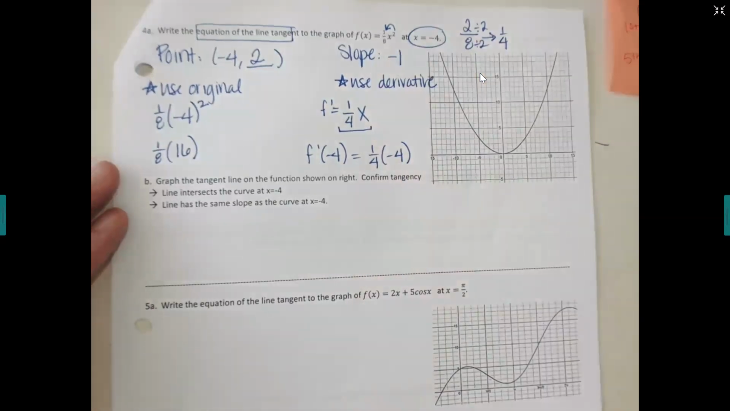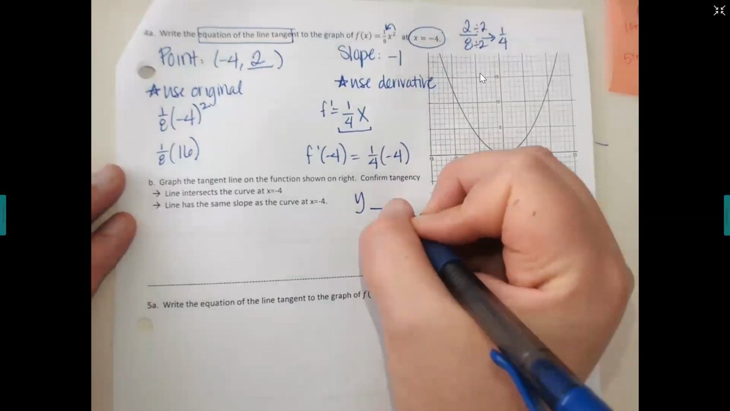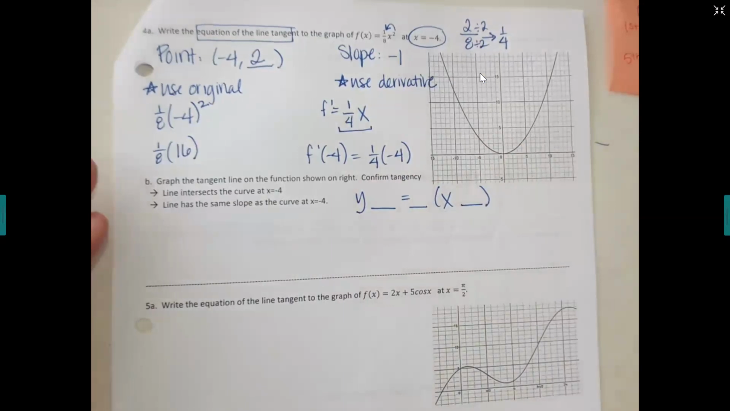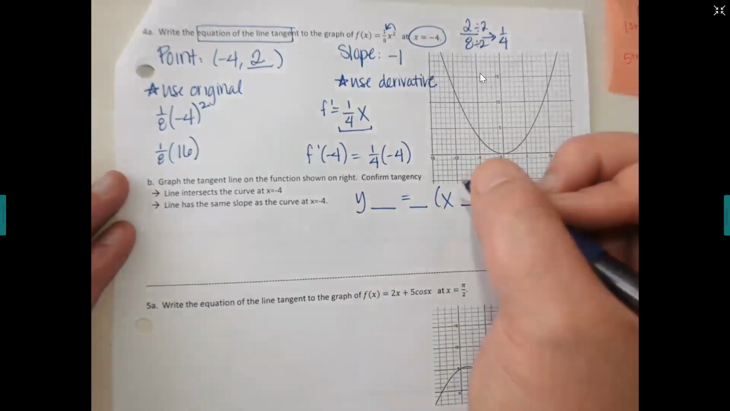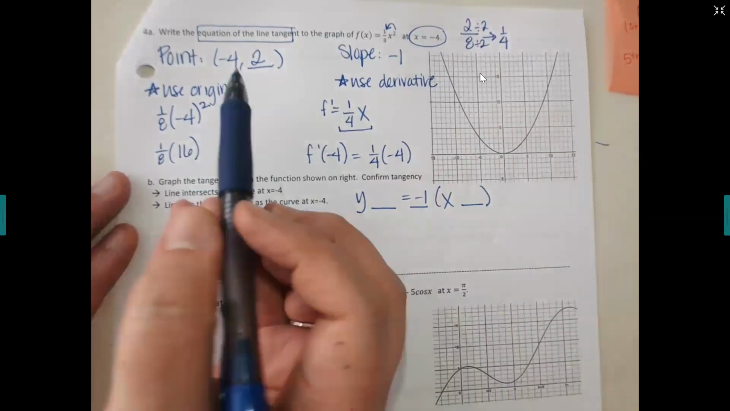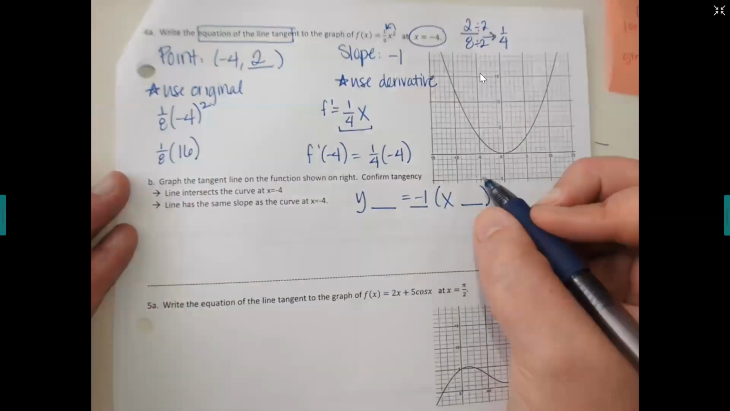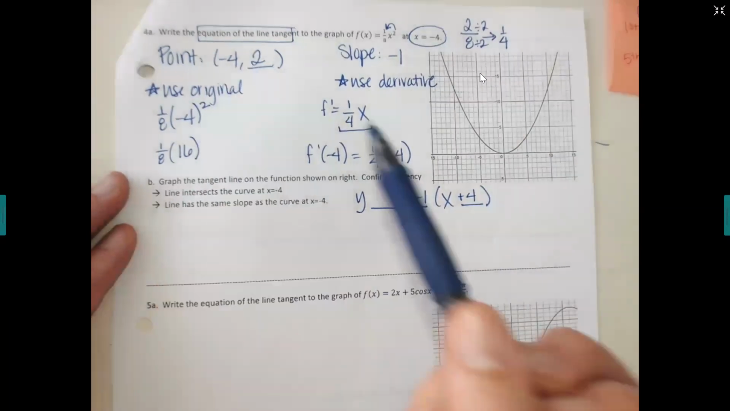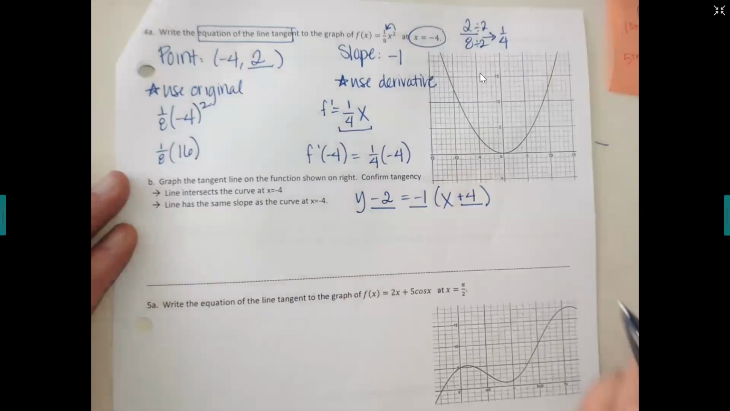Let's write our equation of our line. Y blank equals blank x blank. Slope goes into the middle. What was my value for slope? -1, thank you. And then remember the x and the y's go in as opposites. So my original x was a -4. I'm going to put in a +4. My original y was a 2. I'm going to put in a -2.